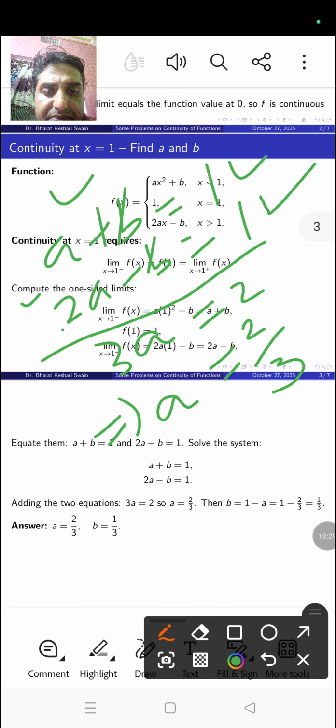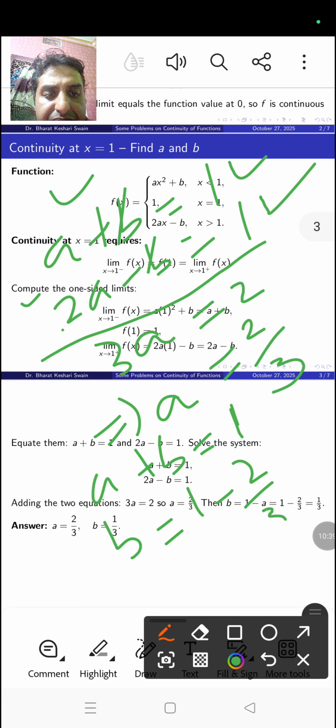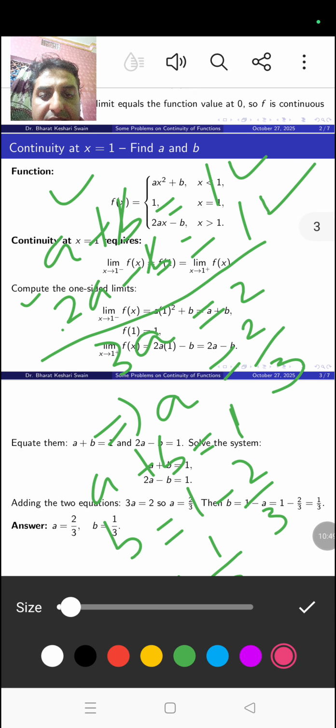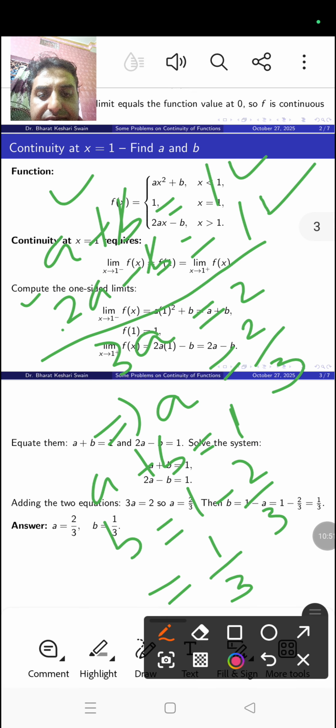and we have to solve these two equations to find the value of a and b. So a equal to 2 by 3, then put it in the equation a plus b is equal to 1. So if a equal to 2 by 3, then b will be 1 minus 2 by 3. That is your 1 by 3. Right? So the final answer is a equal to 2 by 3, b equal to 1 by 3.